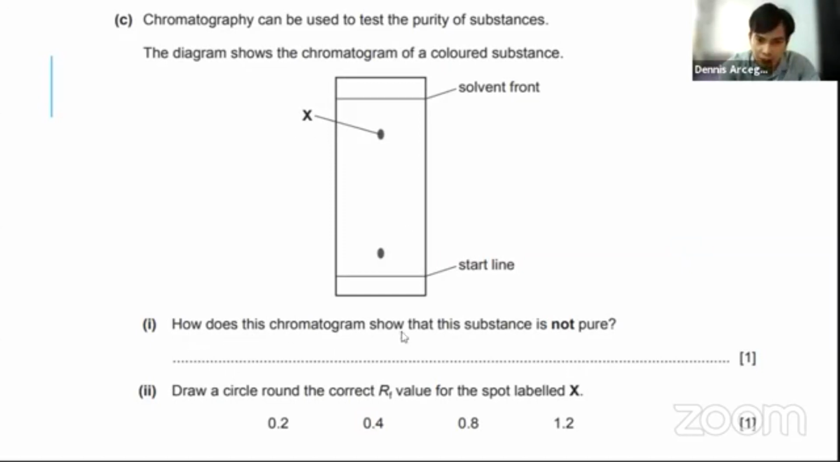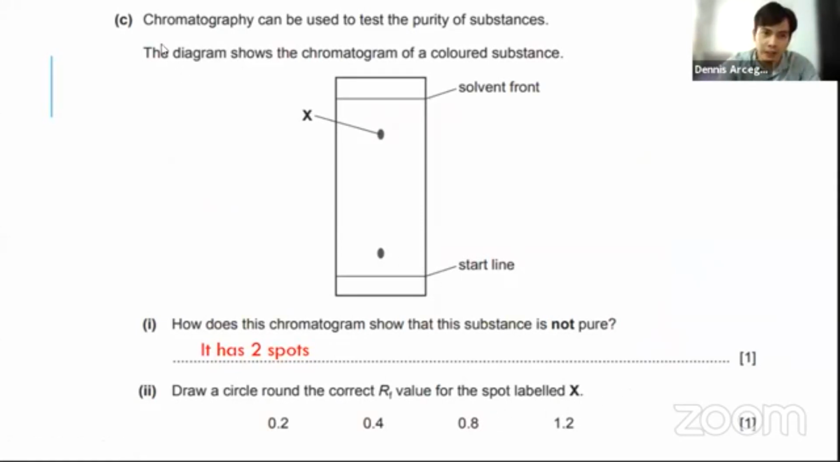How does this chromatogram show that this substance is not pure? So you can say that this is not pure because it has 2 spots. Correct, Jingyao. So it has 2 spots. So you can say that this is not pure. So it has 2 substances present there. Okay. And then look at this one. Draw a circle around the correct RF value for the spot labeled X.